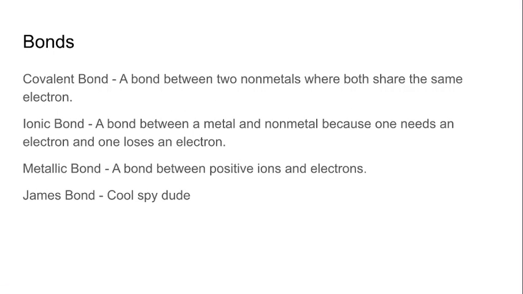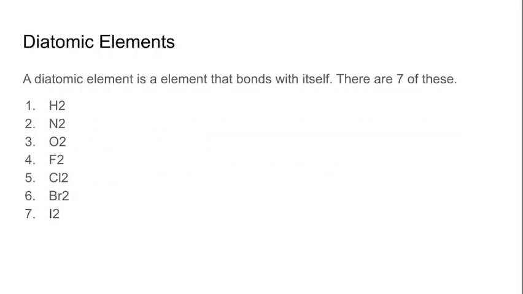The 3 bonds are the covalent bond, a bond between 2 nonmetals sharing electrons, the ionic bond, a bond between a metal and a nonmetal to even out electrons, gaining or losing one, and the metallic bond, which is the bond between positive ions and electrons. There are 7 diatomic elements, which are elements that bond with themselves: H2, N2, O2, F2, Cl2, Br2, and I2.